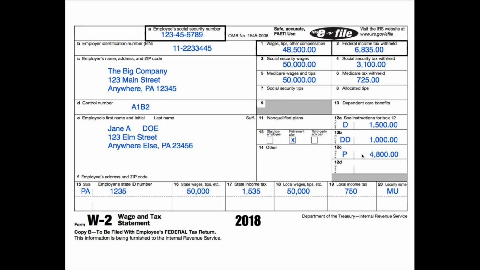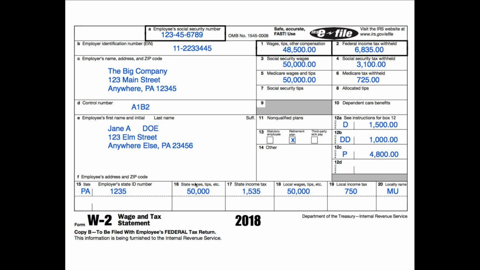Box 12C. This is a special situation for our military personnel. Item P here will indicate a reimbursement for a moving expense made to U.S. service members and is not included as part of box 1, 3, or 5. So this individual is not paying taxes on this reimbursement.